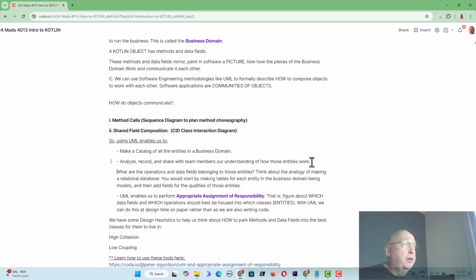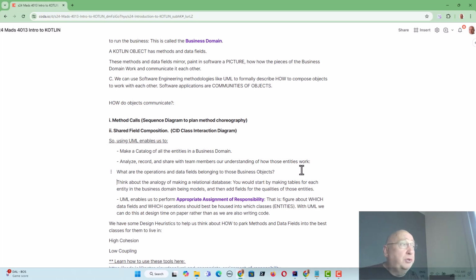So when we make our UML diagram, we contemplate the operations and data fields that belong to each business object. Think about the analogy, and I know you guys have all taken relational database in SQL. When you're making a relational database, how do you do it? You write down all of the stuff in your business domain. All of the big pieces of stuff become tables, and then you functionally decompose the constituents of each entity into attributes, which become fields in the table.